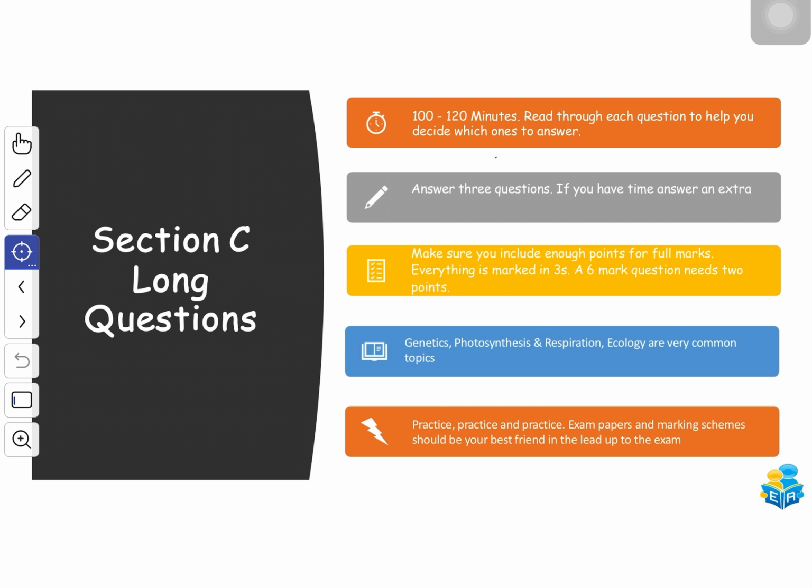So common topics that will appear here: genetics, photosynthesis, respiration, ecology. They're all very common topics. They generally appear most years, if not all years. Again, that could change, but those 4 topics will be key for this section.